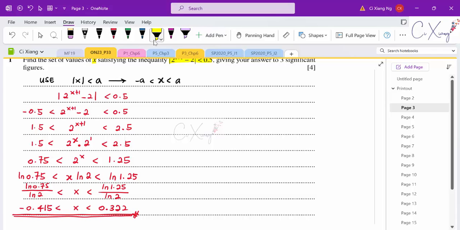Right, so this is how we solve this inequality. Okay, but of course, at the beginning, you need to know, right, how can you expect a modulus x smaller than a? So generally, x is between negative a until positive a. So using the same concept, this is how we solve the inequality.